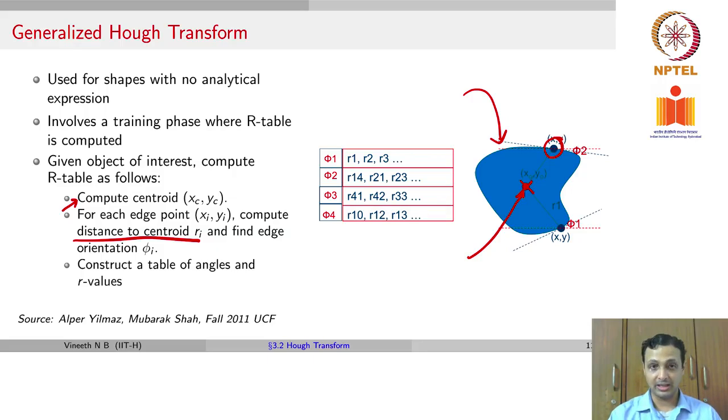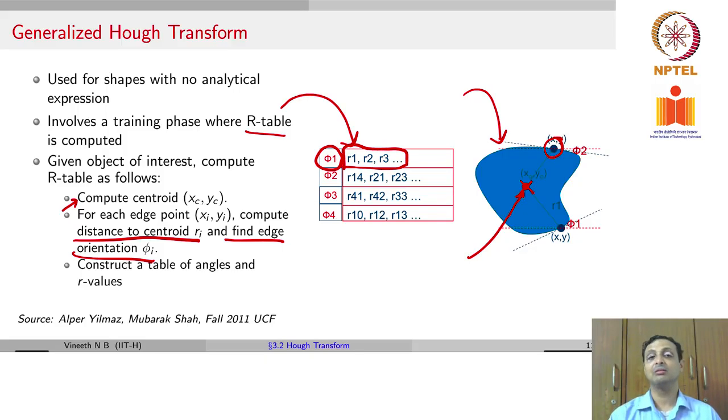For each edge point in this particular shape, you compute a distance to the centroid, which is Ri, and an edge orientation phi i. And then you create something called an R table. What the R table says is that for a given edge orientation phi 1, what are all the possibilities? What are all the points that could have a certain radius with the same orientation with respect to the reference point?